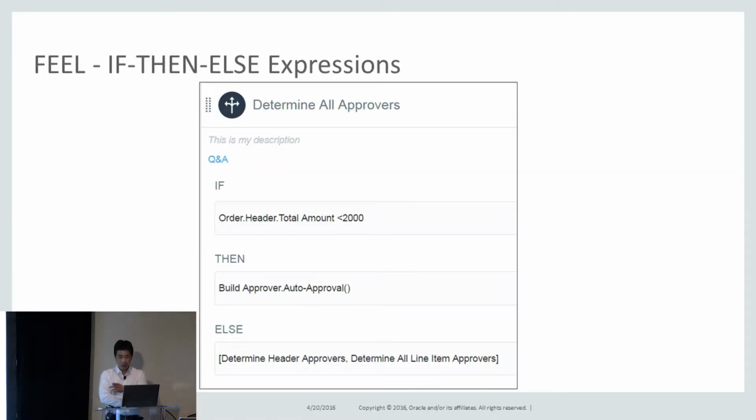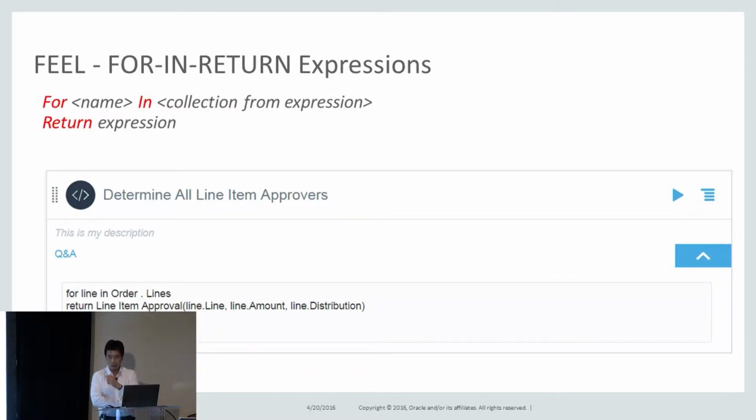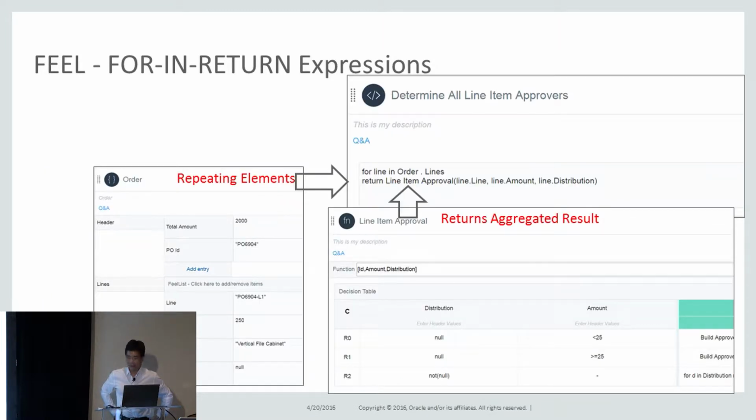The other very common one is the if-then-else expression. This is the most commonly used rules expression. Inside the box, you can use literal expressions, or you can include another box expression. The other one that's very interesting is the for-in-return expression. This is for iteration: you loop through a collection of repeating elements, evaluate an expression for each element, and then return the combined result. In this demo, we are going to show how to use the for expression to iterate through the line items of an order. We'll calculate the approvers for each line, and then return a combined result.